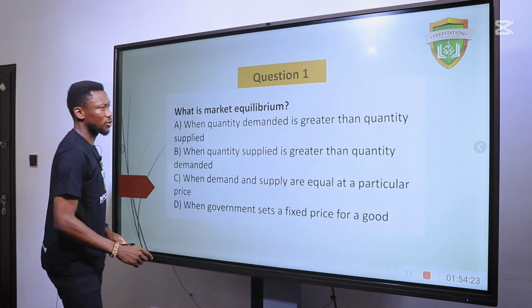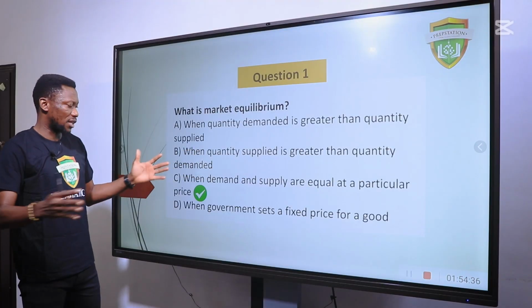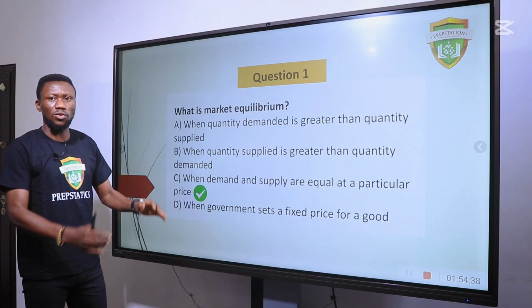Very good. So let's see some questions. Question 1 says, what is market equilibrium? When quantity demanded is greater than quantity supply. I don't want to read all the options, but you know the answer right now. The answer is C, when demand and supply are equal at a particular point, when QS equals QD.